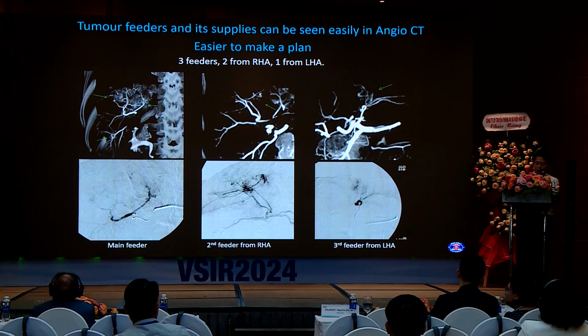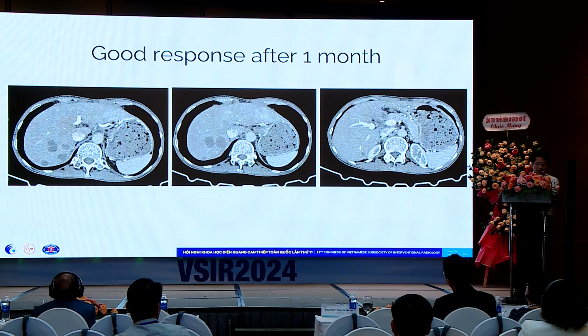So with angiosync, we can easily diagnose all the tumor feeders and their supplies. The main feeder is from the posterior segment artery, and there are two other feeders from the RHA and LHA. So we can easily make a plan, we select all the feeders in order, and we embolize the tumor with that TACE. And the lesion had responded in one time.